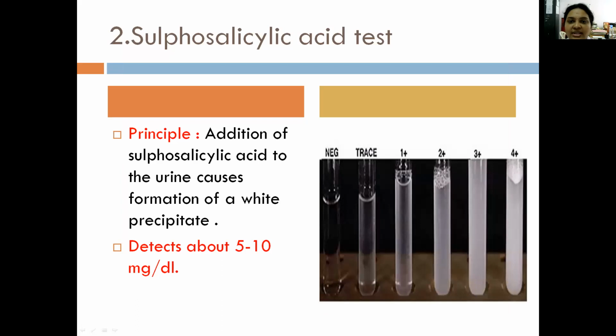Next, we are moving on to the sulfosalicylic acid test. Its principle is that addition of sulfosalicylic acid to the urine causes the formation of a precipitate, and it can detect about 5 to 10 mg per day. Here also the remarks are 1 plus, 2 plus, 3 plus; the grading increases as the concentration of protein in the urine increases.